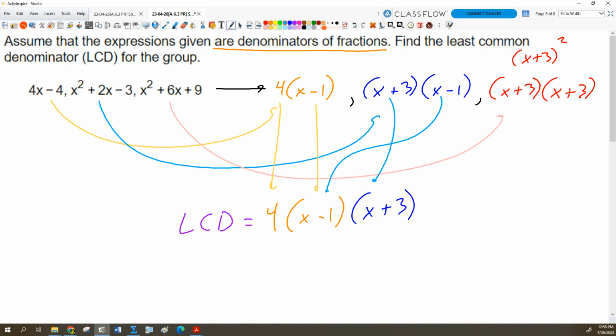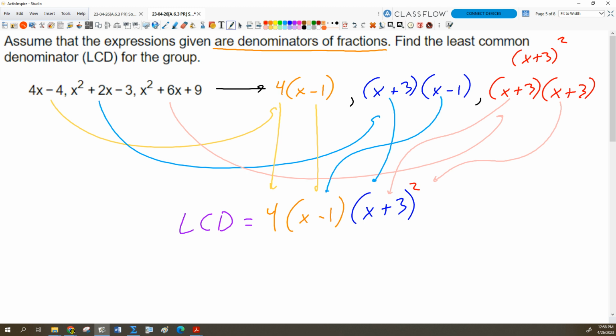How about this one? X plus 3 to the first power is already there, right? So we have one of those x plus 3's already there, but there's another one, right? So what does that mean? If there's another one, that means we have to include that other one here as well. Probably the easiest way to do that is to say x plus 3 times x plus 3, which means we're going to get a square there.